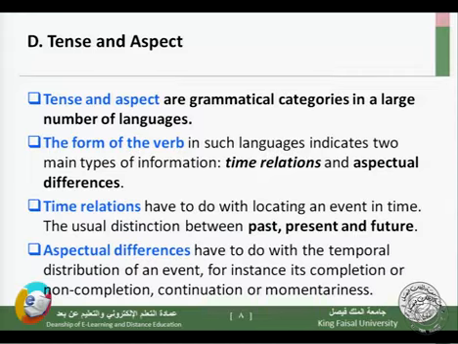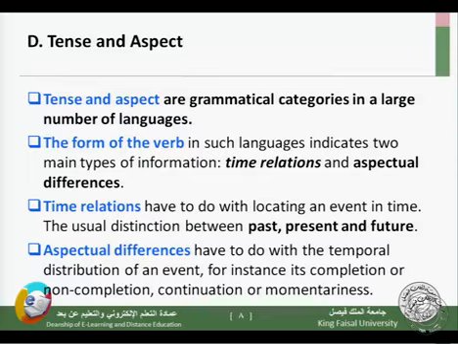Now what do we mean by time relations when we are looking at verbs? Time relations really have to do with locating an event in time. It means when did it happen? How often does it happen? When will it happen? In other words, time relations have to do with locating an event in time, like past, present, and future. Is the message I'm translating in the past? Is it in the present? Is it in the future? You need to identify it first. Okay? Now this is very important.